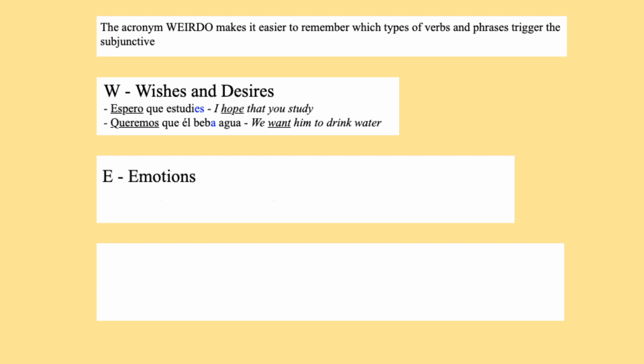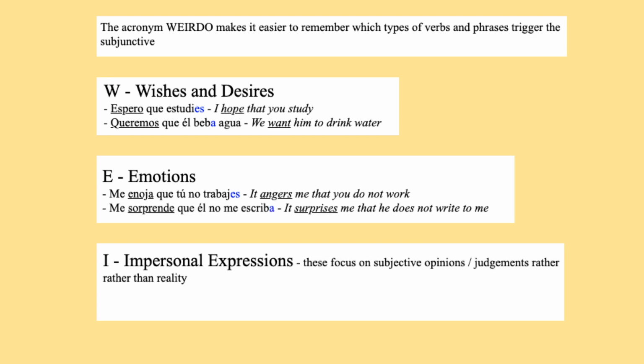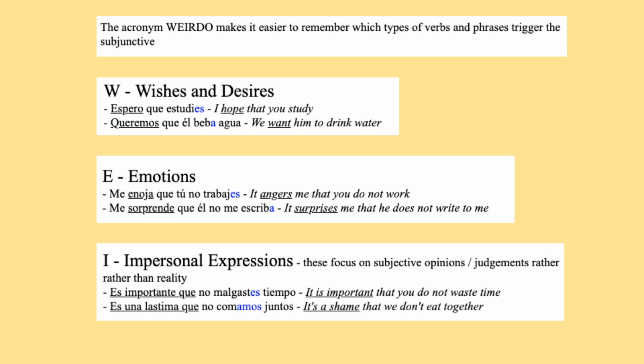The E is for emotions. Me enoja que tú no trabajes. Me sorprende que él no me escriba. And I is for impersonal expressions. Es importante que no malgastes tiempo. Es una lástima que no comamos juntos.